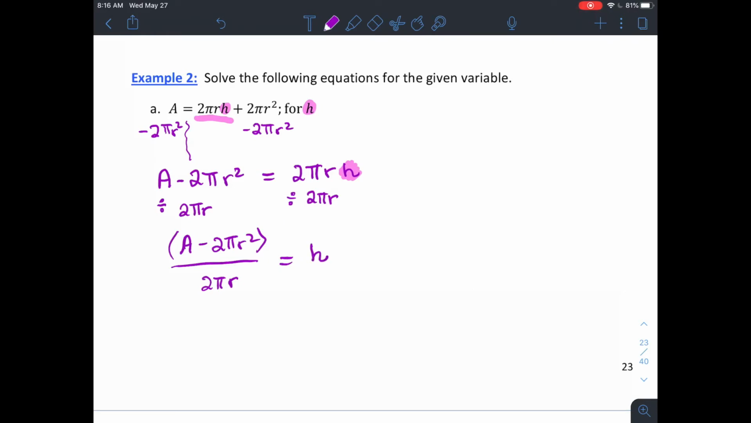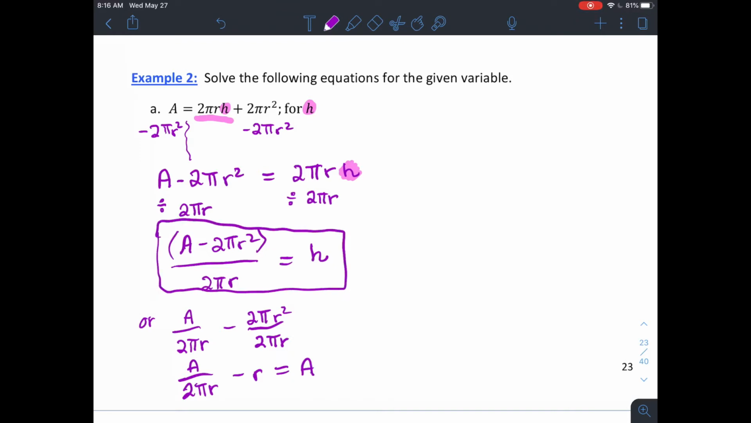And I could just leave it like that, or if you want to divide both individual terms by 2 pi r, you could, which would give you a over 2 pi r minus 2 pi r squared over 2 pi r. And then you'd really probably want to reduce that second fraction because 2 and pi divide out to 1, and r squared over r is just r. You could just stop up above as well. Either's fine.